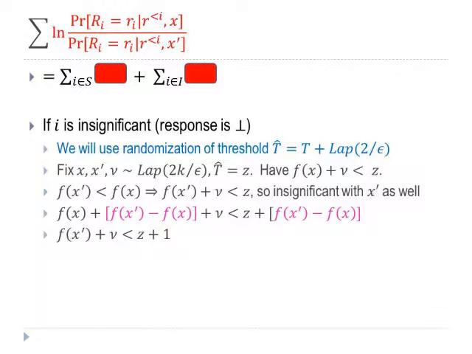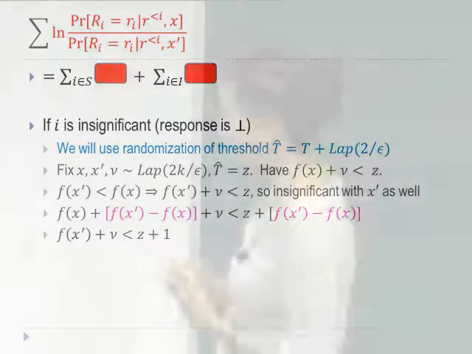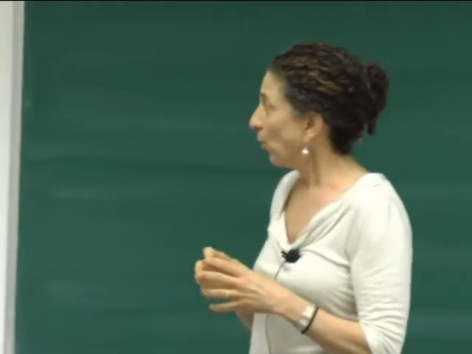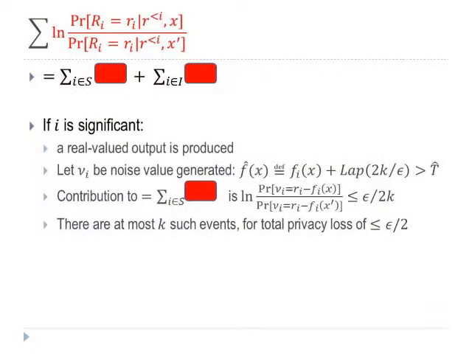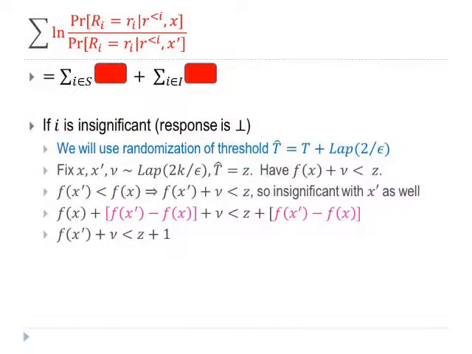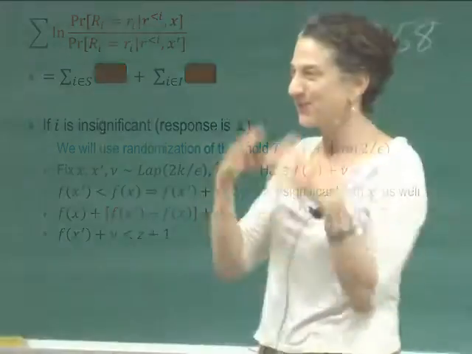Now we're going to start with the interesting case. This is where we're going to use the fact that we randomized the threshold. In the first case, we never used the fact that we randomized the threshold. So it has to come up now, because this is the end of the argument. These are the only two cases. If we didn't use it in the first case, we've got to use it here.